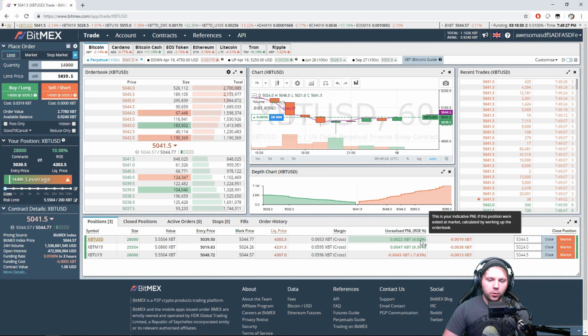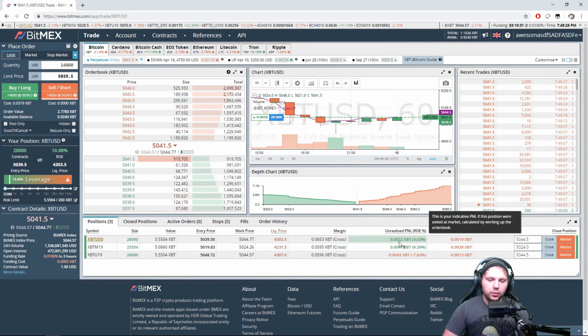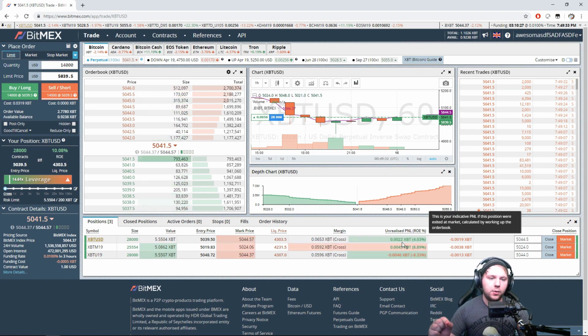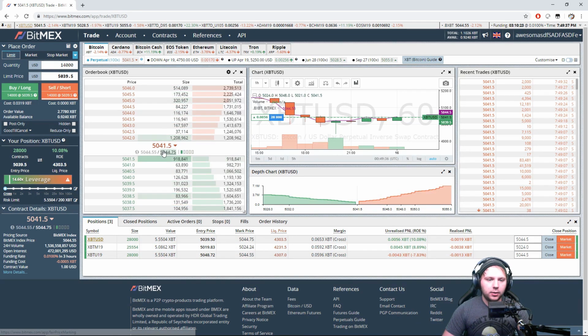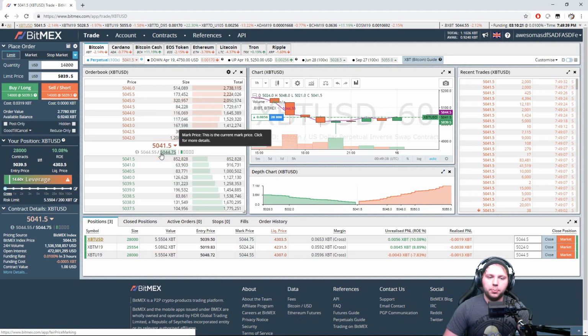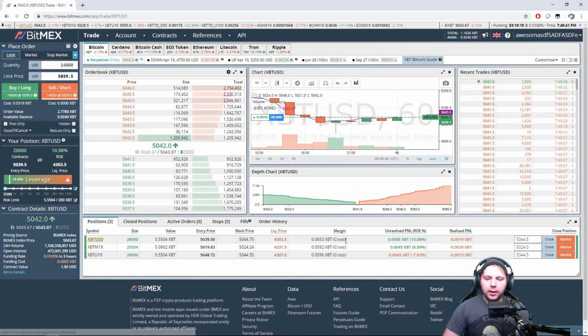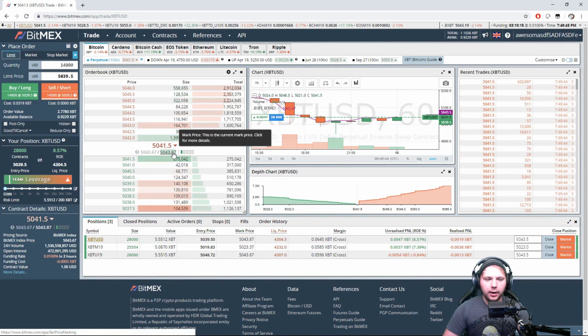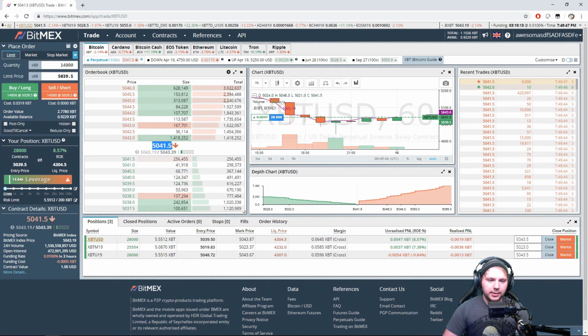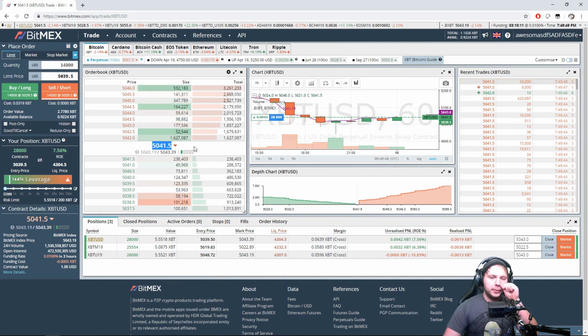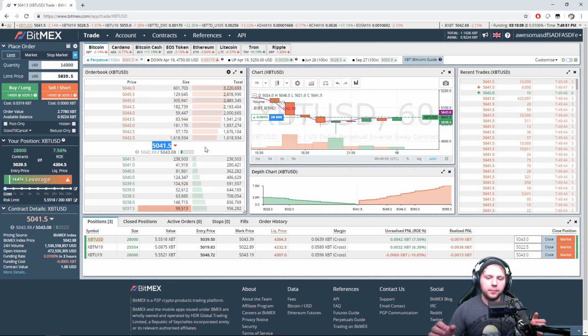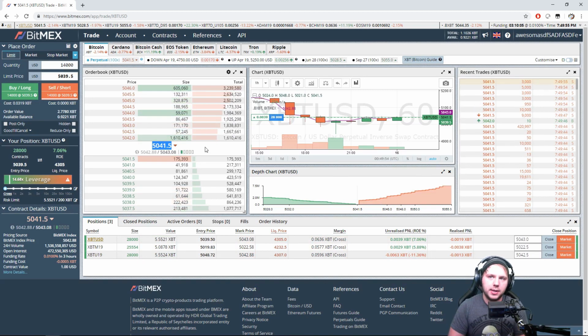Now, if I hover over this, I can see exactly what the profit is going to be if I closed my position right now at market value. If I closed it at the actual mark price, then I would get more profit because the mark price is a higher price than the actual price it is right now. Now, these are very different values, and we need to establish what the difference exactly is.